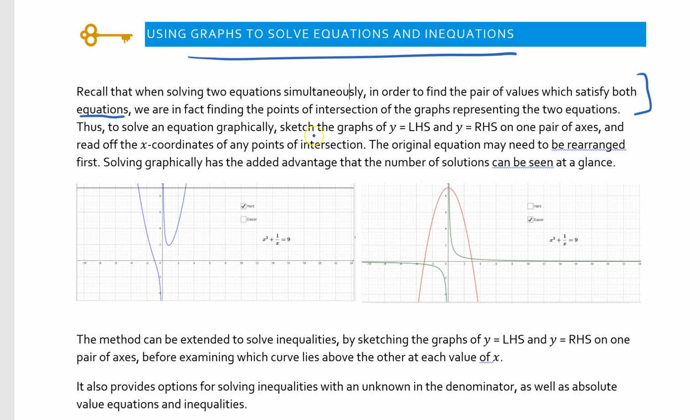To solve an equation graphically, we sketch the graphs of y equals the left-hand side and y equals the right-hand side on the same set of axes. And then we read off the x-coordinates of any points of intersection.